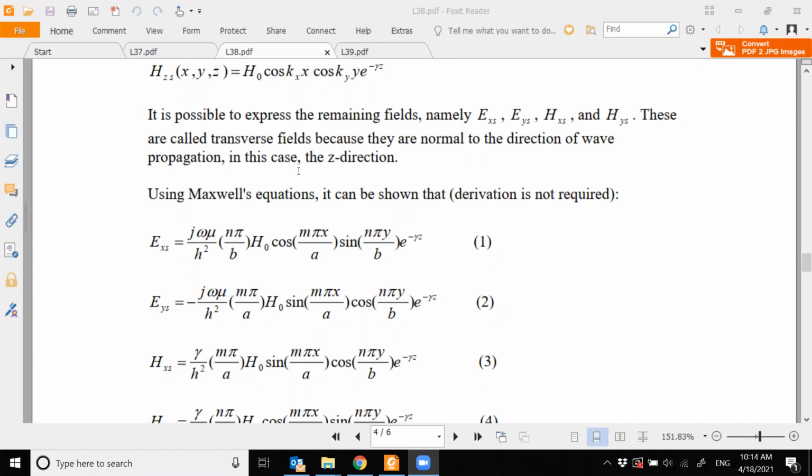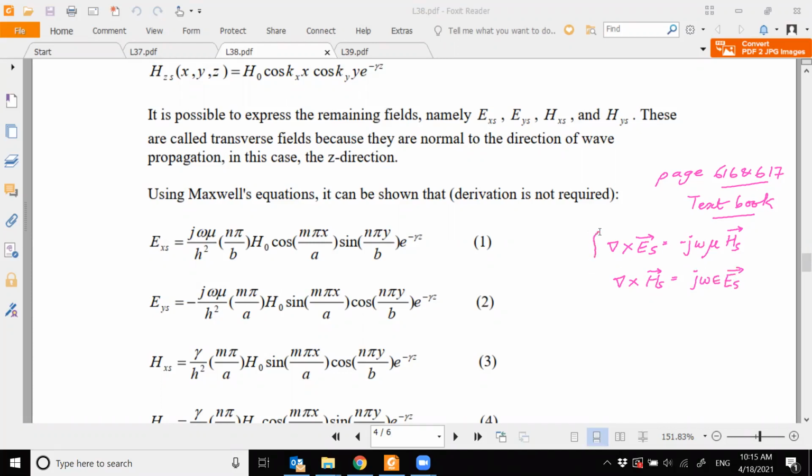If you look at your textbook, I will give you the page numbers: pages 616 and 617. There you will see how they have used Maxwell's equations, which are del cross ES bar is equal to minus j omega mu HS, and the second, del cross HS bar is equal to j omega epsilon ES bar.